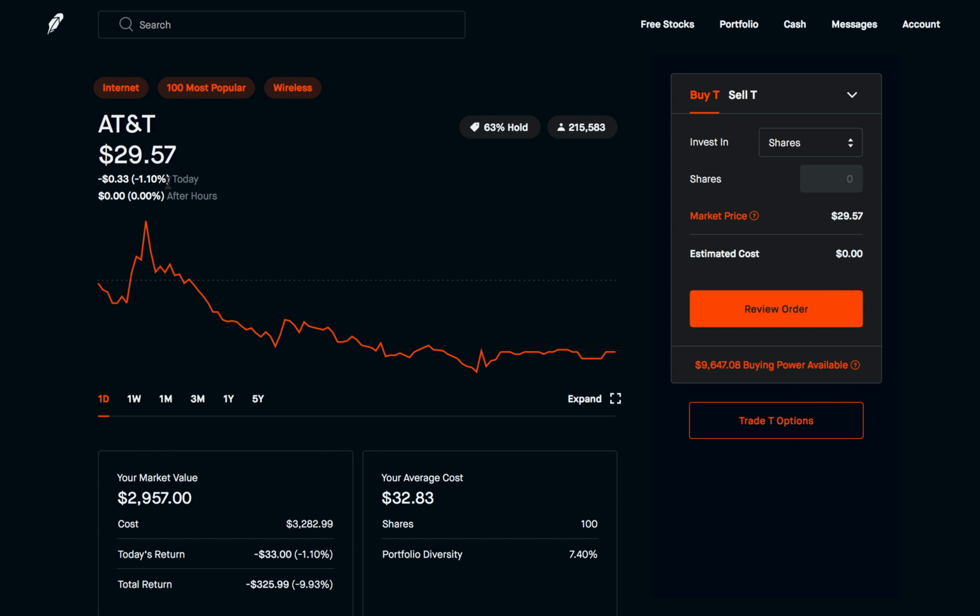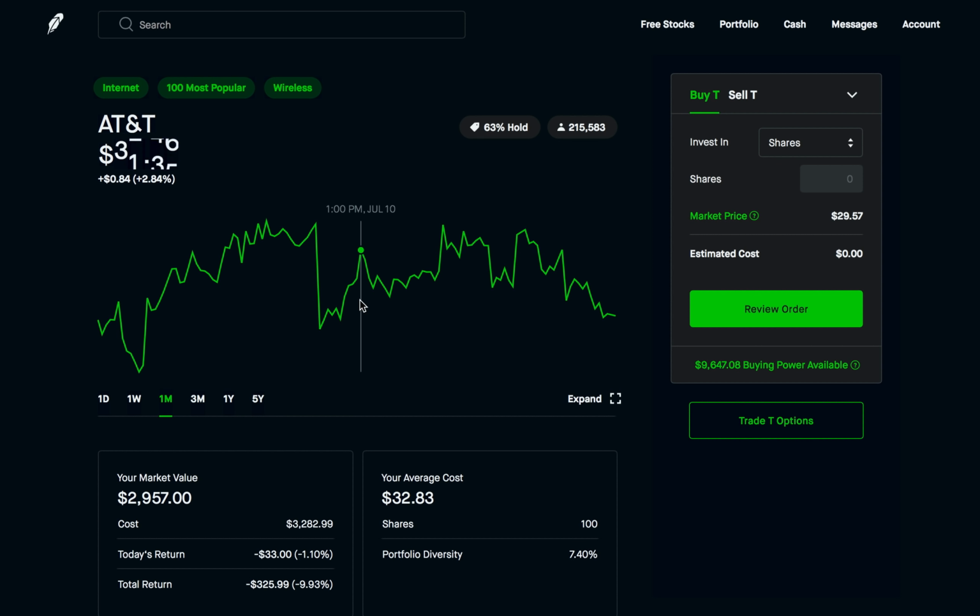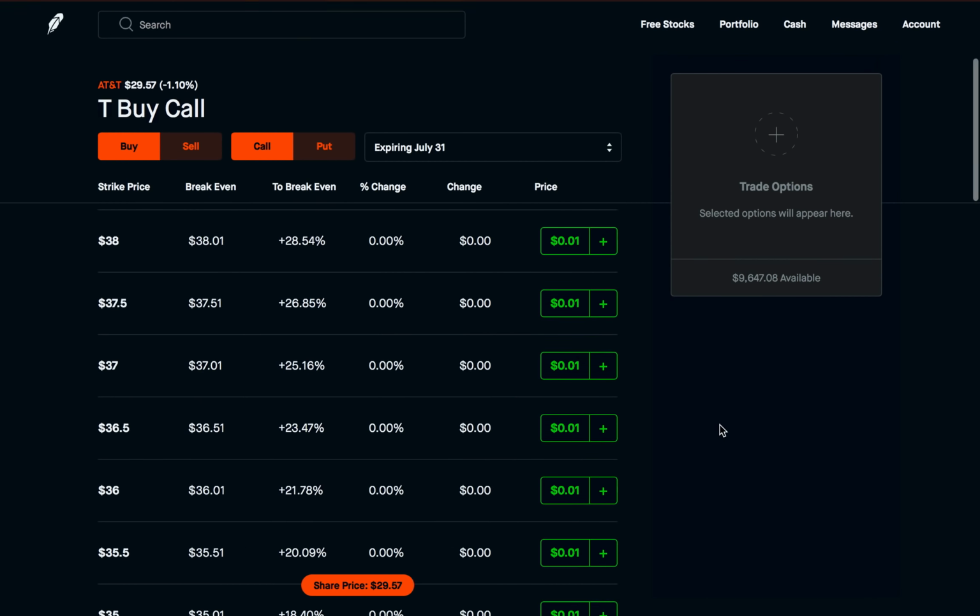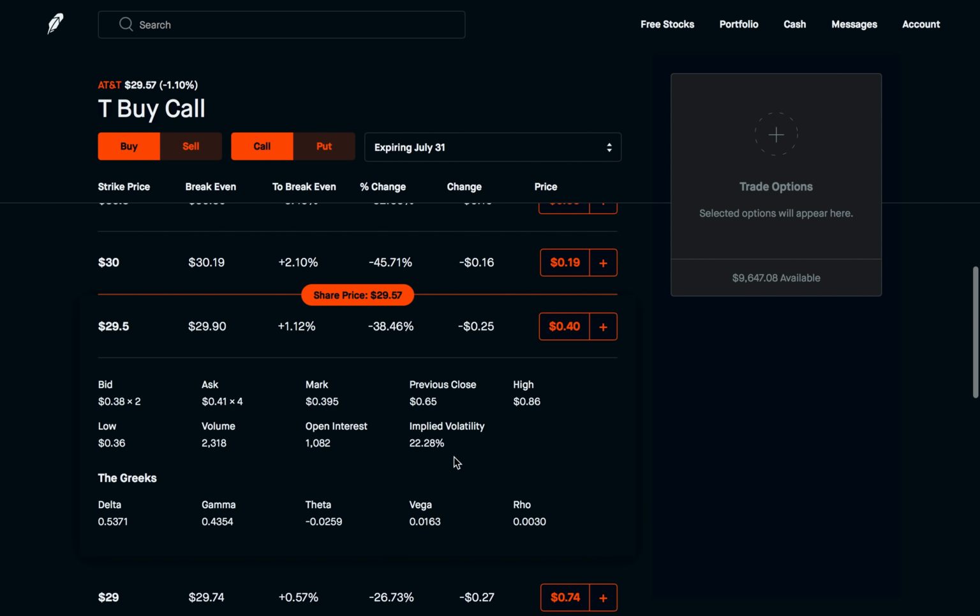Now, I'm not lying when I'm saying that implied volatility usually goes hand in hand with earnings, right? If you take a look at AT&T, which is a stock that's very steady, if we look at the last month, there are no huge price swings here, right? And if we take a look at what implied volatility is for AT&T, you can see it's a lot less, 22.28, because there isn't an expected huge price swing on it. So it's definitely something you should always take a look at.